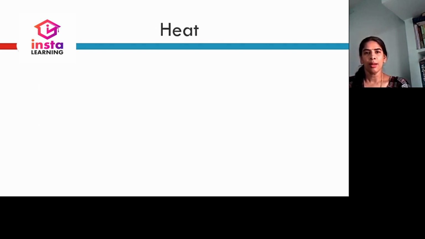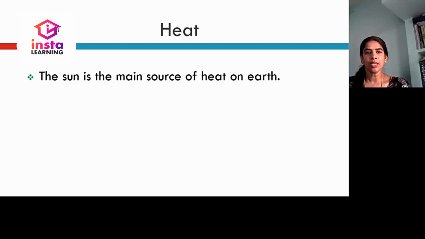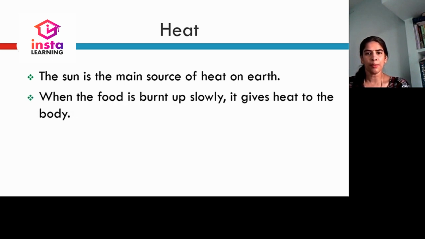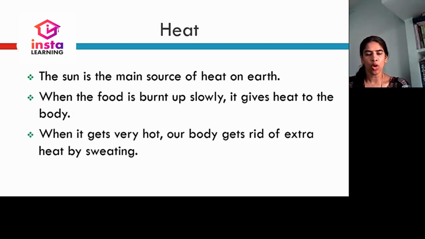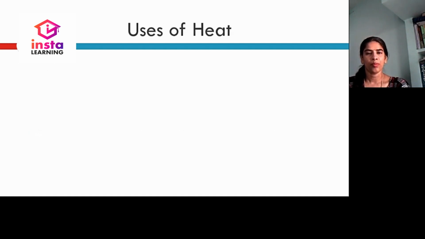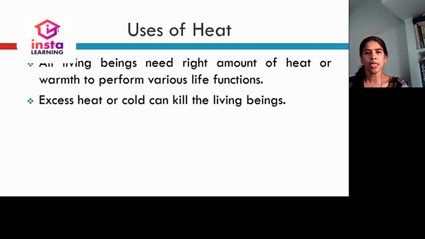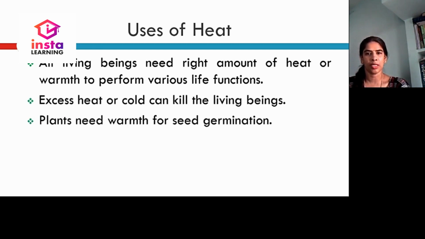Next essential part for survival is heat. The sun is the main source of heat on earth. When the food is burned up slowly, it gives heat to the body. When it gets very hot, our body gets rid of extra heat by sweating. Uses of heat. All living beings need the right amount of heat, which we call warmth, to perform various life functions. Excess heat or cold can kill the living beings.